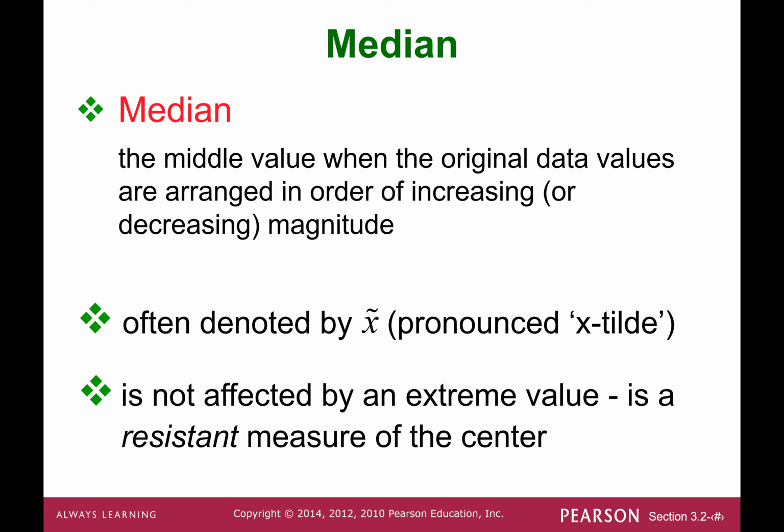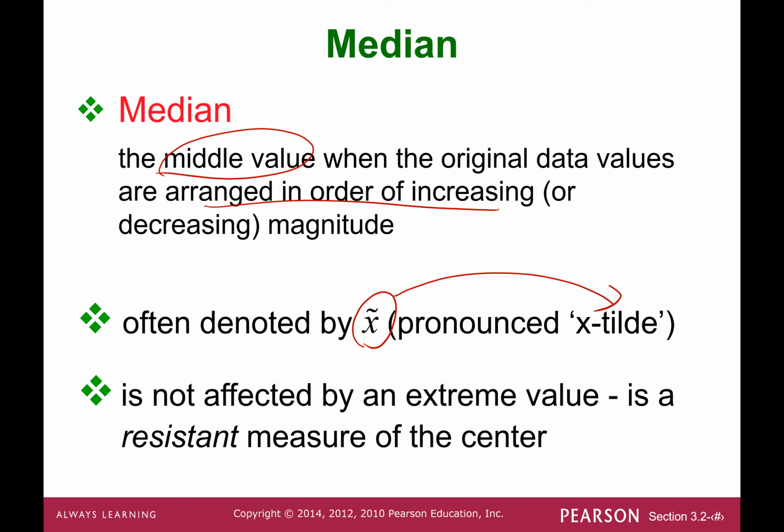And then the second important measurement to capture the center is what we call the median. Median is the middle value when the original data set is arranged in increasing order, right? So you tally the data, put it in increasing order, and the middle value is what we call the median. We usually use the symbol x tilde to represent the median, and the median is not so much affected by extreme values.